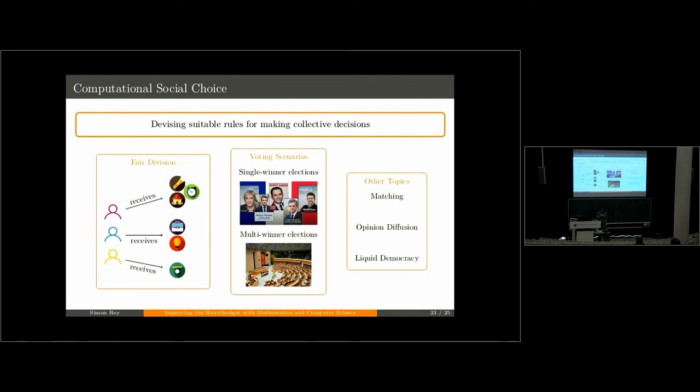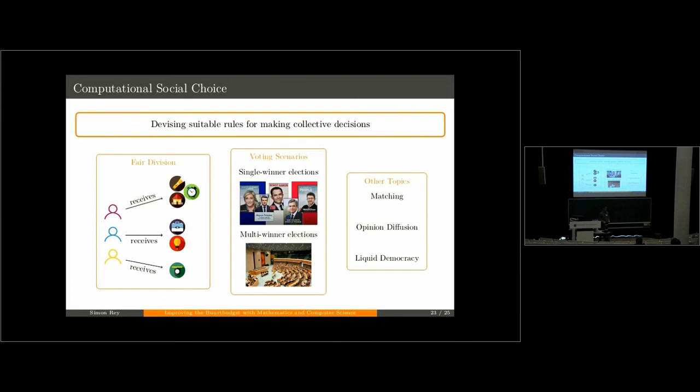We also look at very different topics, ranging from matching, typically matching students to universities. The students have preferences on which university they want to go to, the university has preferences on which students they want to select, and we see what we can do here. Opinion diffusion is also something we look at, with many agents on Facebook, social networks, for instance. They have an opinion. They try to discuss with their neighbor to convince them that their opinion is good, and we see what's going on there.